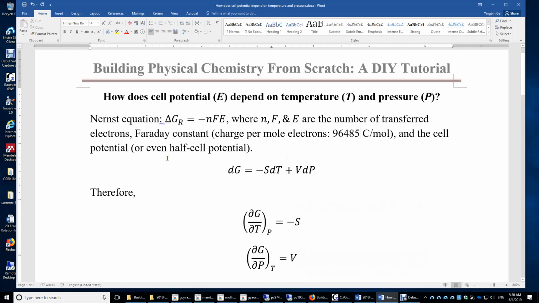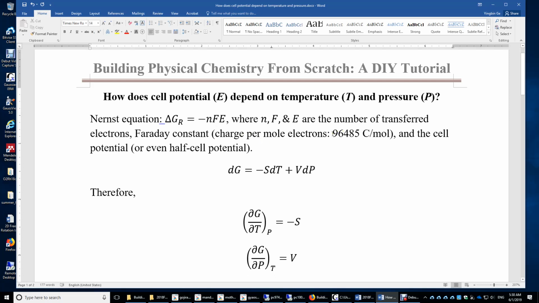How does the potential of an electrochemical cell depend on temperature and pressure? We'll use the Nernst equation. The Gibbs energy of reaction equals negative nFE. n is the number of transferred electrons in the reaction. F is the charge per mole of electrons.